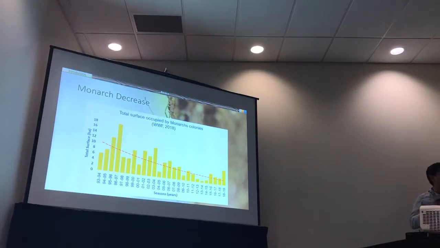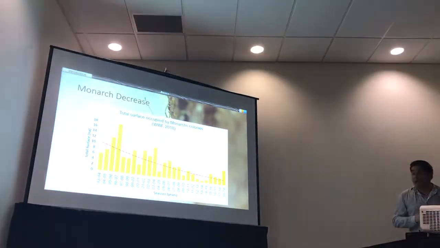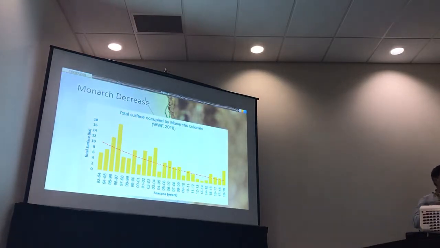So as you can see, there is a downward trend. We hit rock bottom in the 2013-2014 season. Since then, it has improved a little bit, at least stabilized, but we are still in a critical condition, especially considering the oscillating pattern of this species.